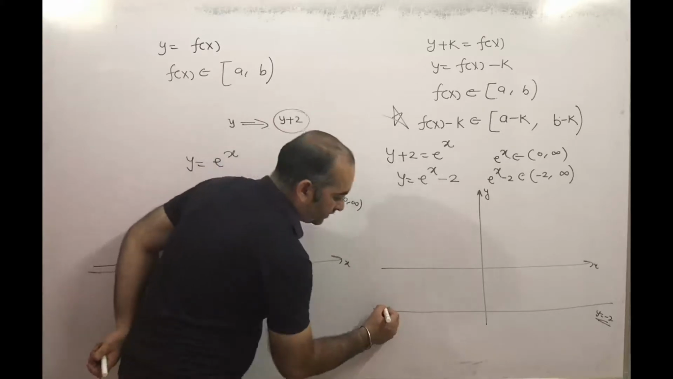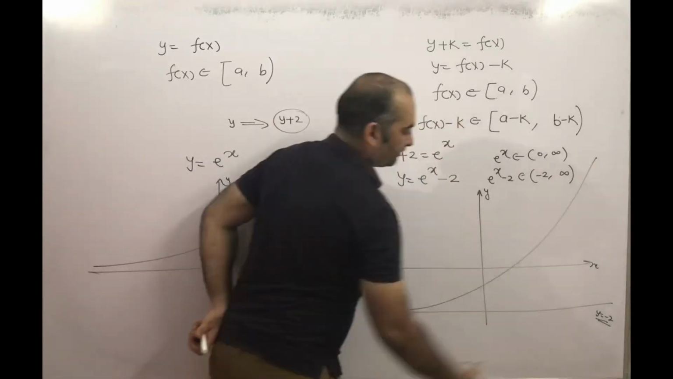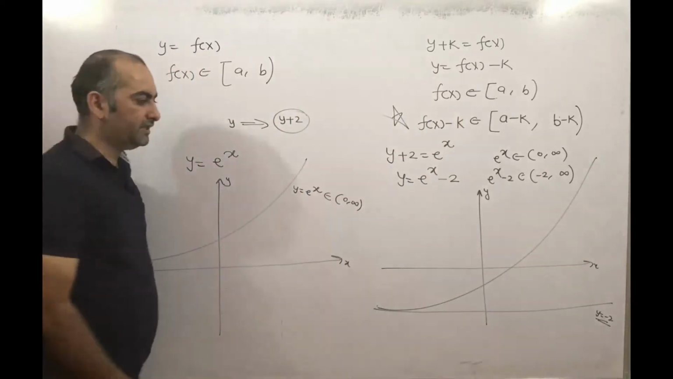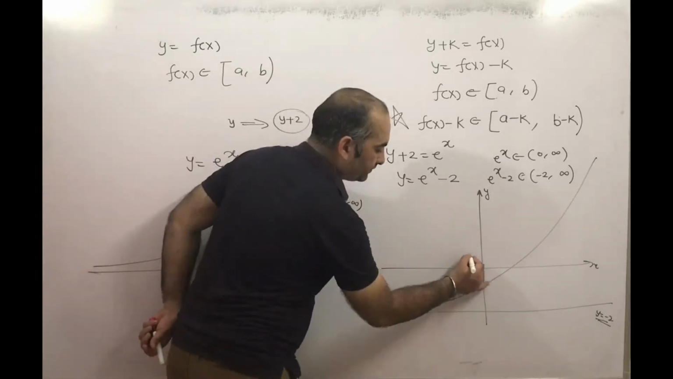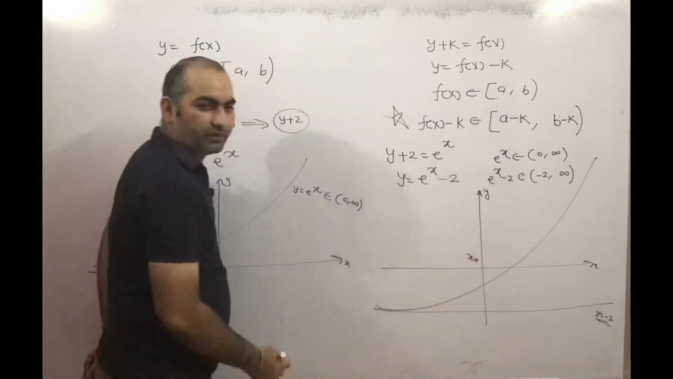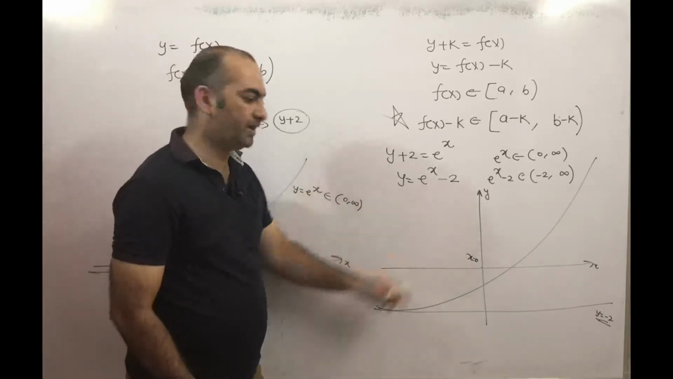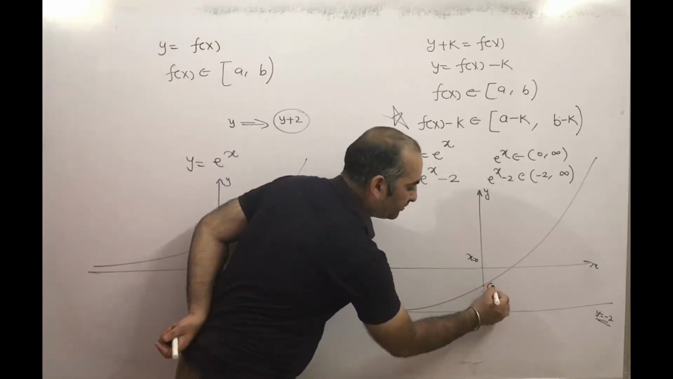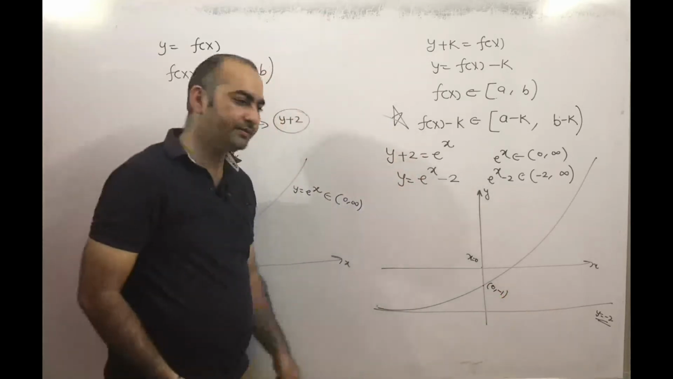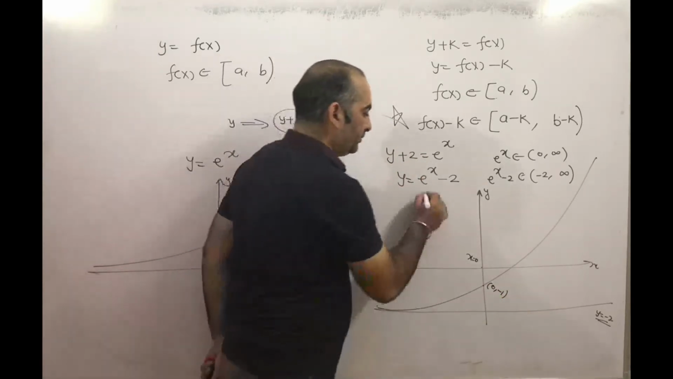Okay. So if you take 2 units below, this graph will come. So you can see here at x equal to 0, what will come here? If you put 0 here, e power 0 is what? 1. 1 minus 2 is what? Minus 1. So this point is 0, minus 1 will come. Okay. So this graph will come: y equal to e power x minus 2.